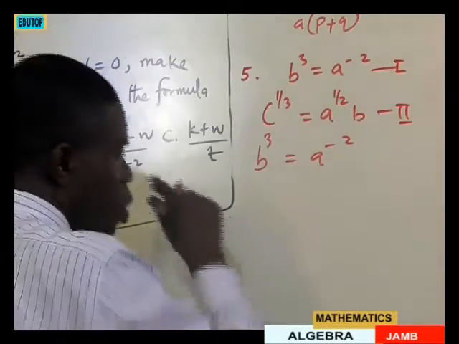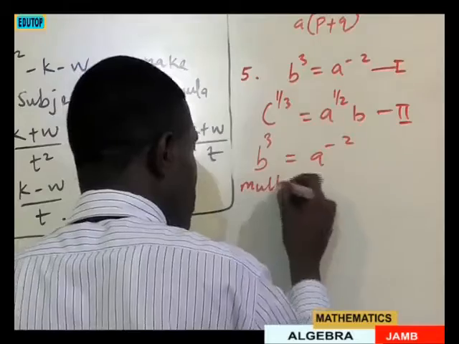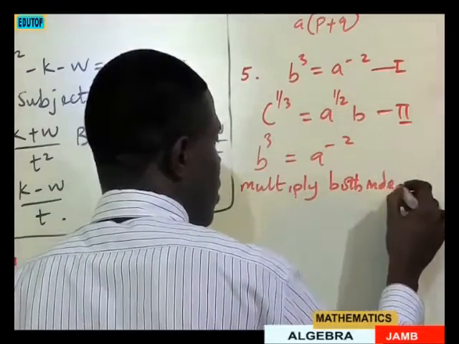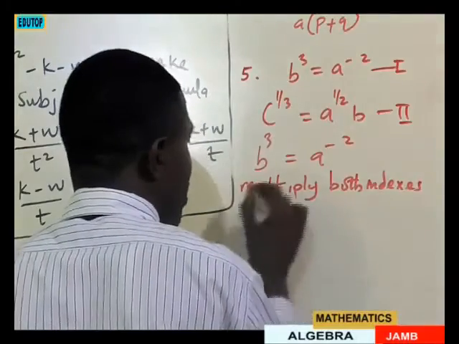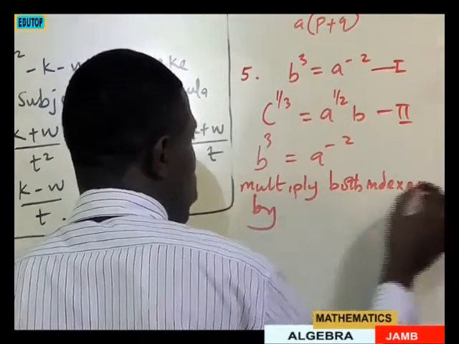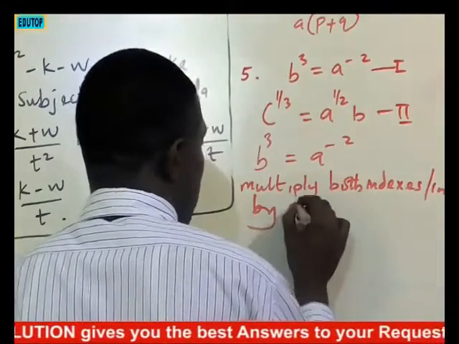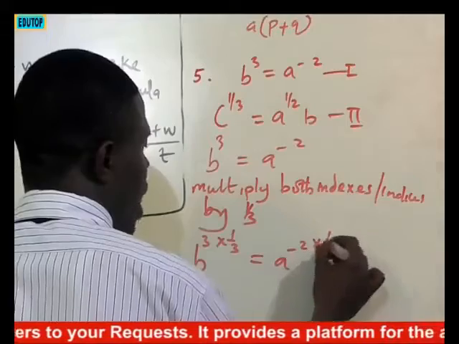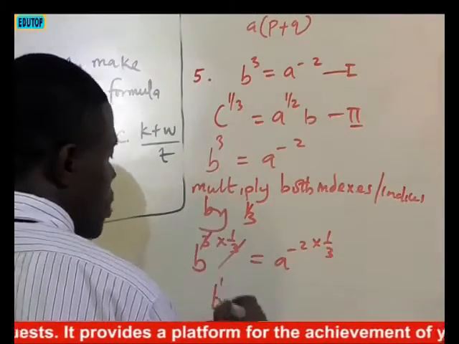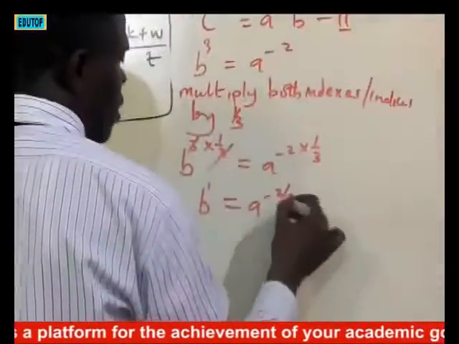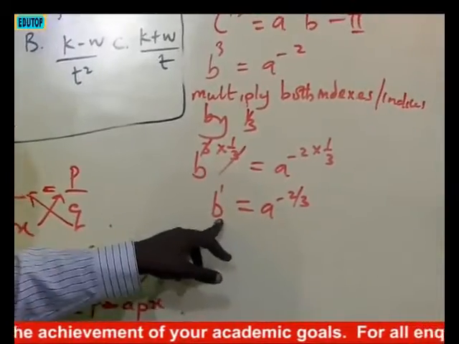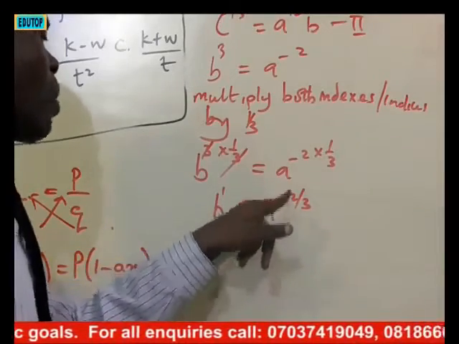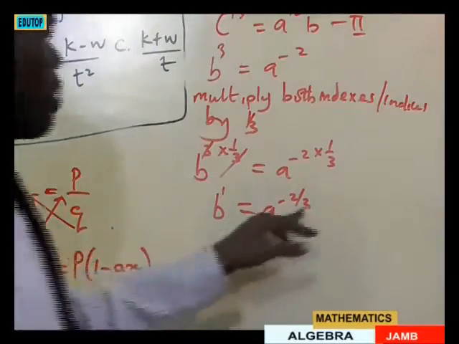So what we can only do is to multiply both indices by 1 over 3, so that we have b raised to power 3 times 1 over 3 equals a raised to power minus 2 times 1 over 3. That's what I'm trying to say. So this one comes with this. I have b raised to power 1, which is same as b. Then this one will be a raised to power minus 2 over 3. So I've been able to express b in terms of a, such that b is now equal to a raised to power minus 2 over 3. Then anywhere I see b, I will replace it with this.